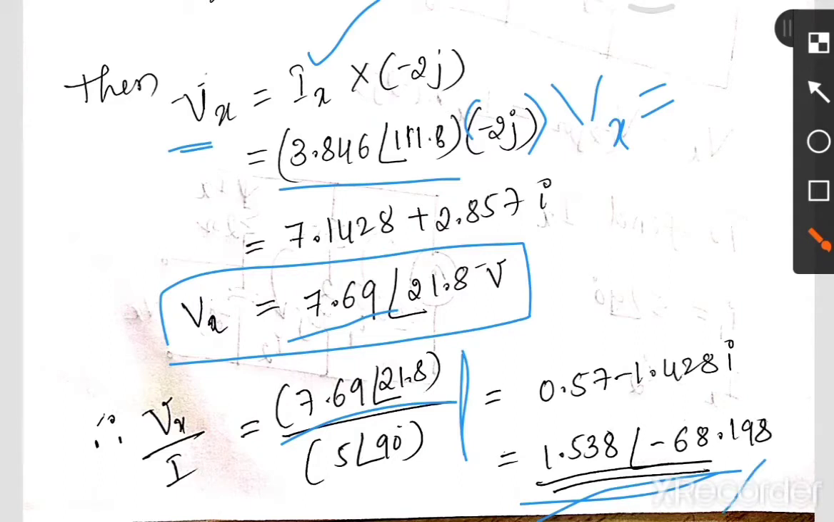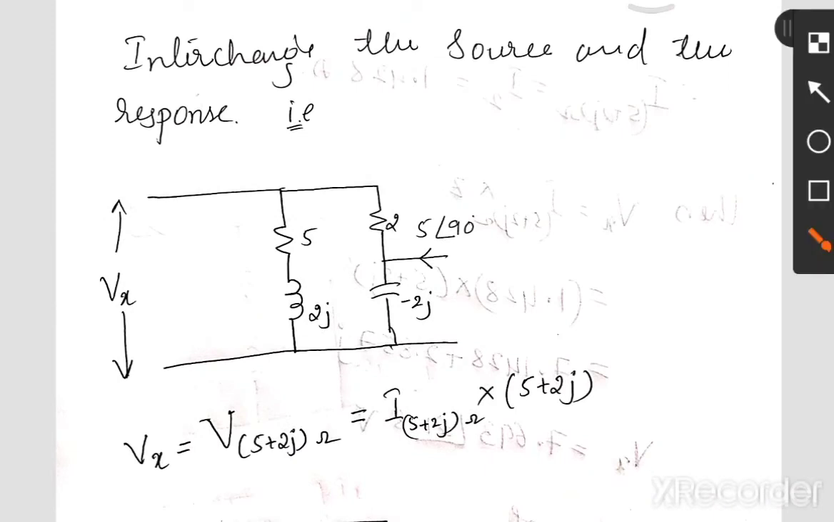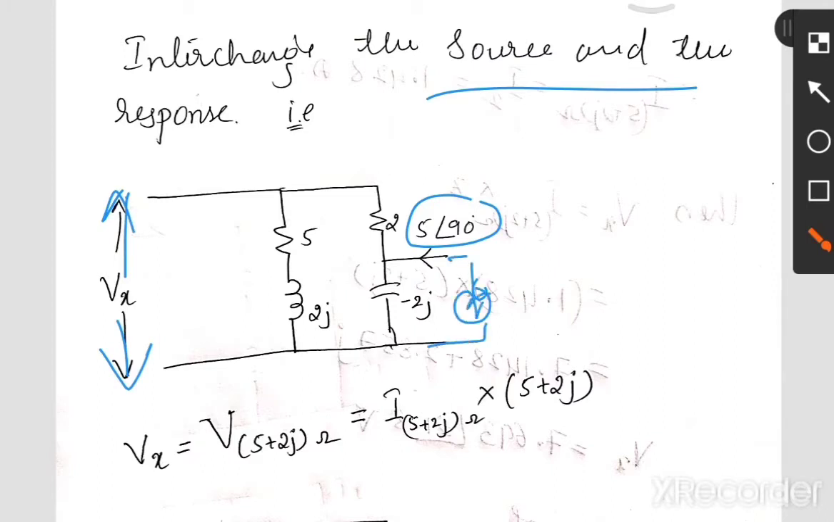Okay, need not go for it completely. If you interchange both source and response and get the same Vx, then the ratio remains the same. Next, let's interchange the place of source and the response. That is, Vx was here, so that is going to be here, in the place of a response, and this phi at an angle 90 comes at the Vx side. So this is nothing but a voltage source over here.